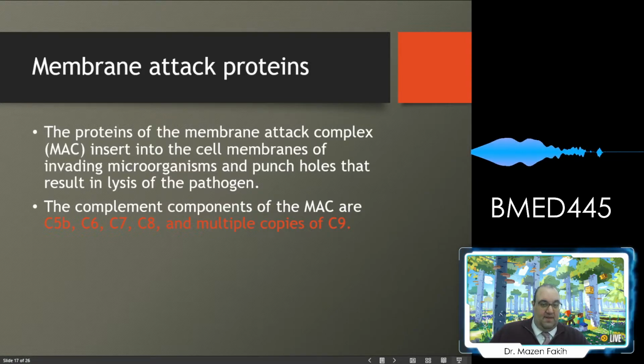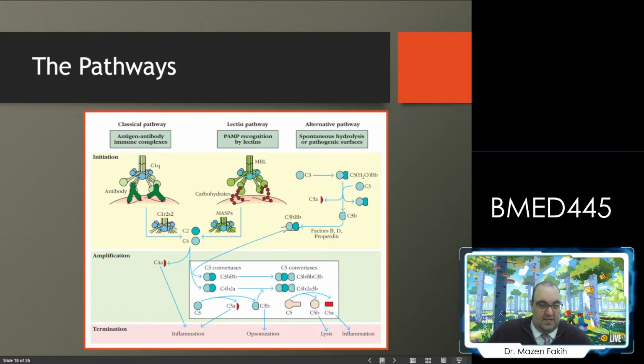البروتينز اللي عن الممبرين اتاك كومبلكس بيركبوا على الممبرينز وهن اللي بيعملوا basically مثل البيرفورينز هذا الفخت على الممبرين. والممبرين اتاك كومبلكس هن C5b 6 7 8 and multiple copies of C9, which begins like this.